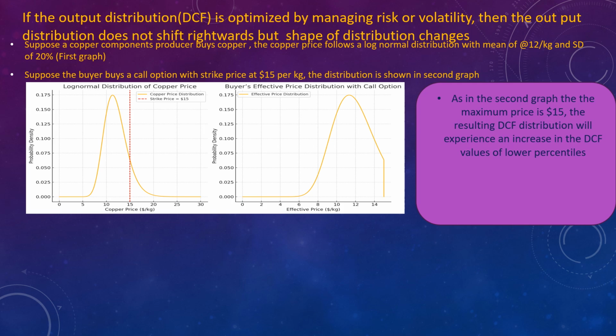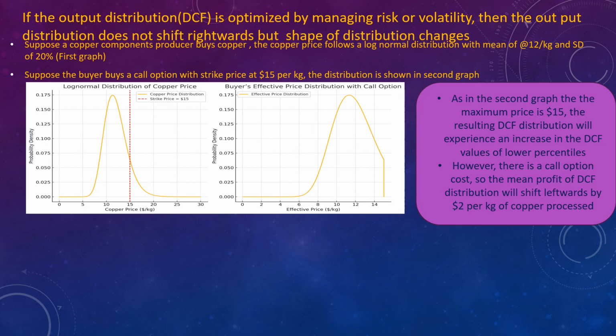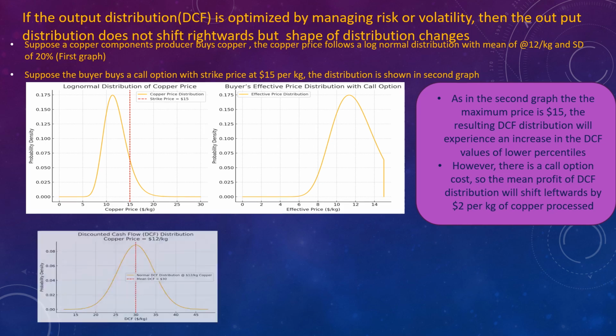The resulting distribution will experience an increase in DCF values of the lower percentiles. However, there is a call option cost, so the mean profit of the DCF distribution will shift leftwards by $2 per kg of copper processed.